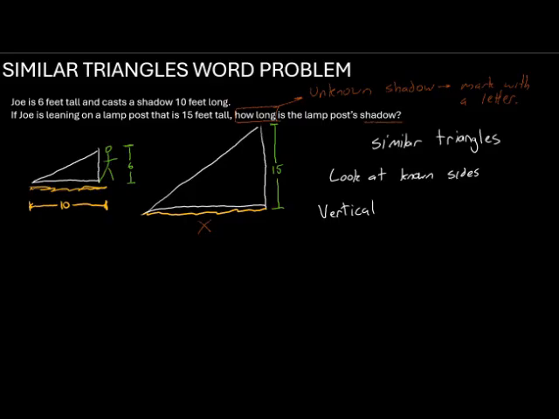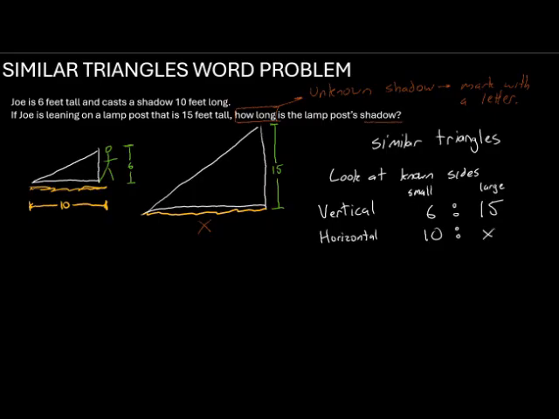For the triangle on the left, our vertical side is just Joe's height, which I marked with 6. For the triangle that's on the right, we can see that it's 15 for the vertical side. We'll mark which is which now. Our unknown is going to be one of the horizontal sides, which I've marked with X. The small triangle has a length of 10 for the horizontal side. The large triangle has a length of X for the horizontal side.